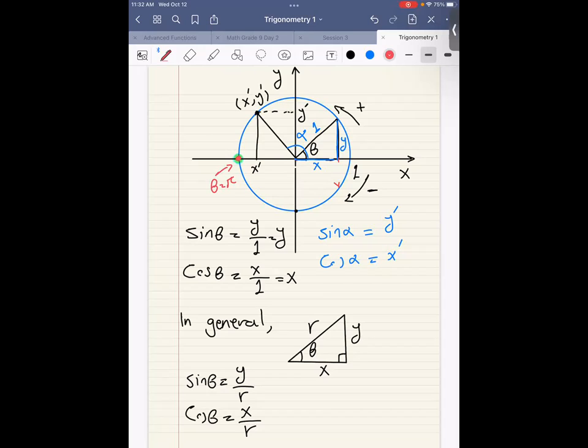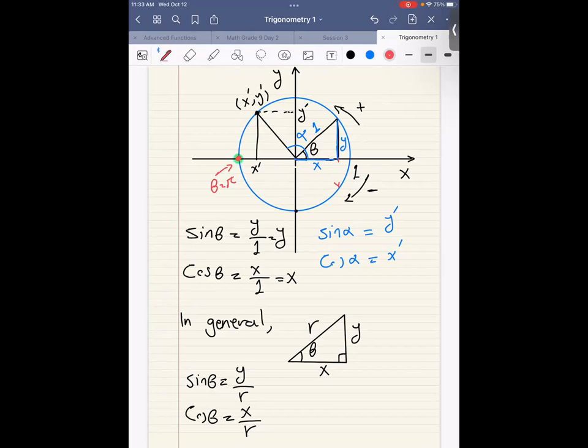What about x? What is the value of x? X is not 0. X is -1, because the radius of this circle is 1. So the x component of this red point is -1.